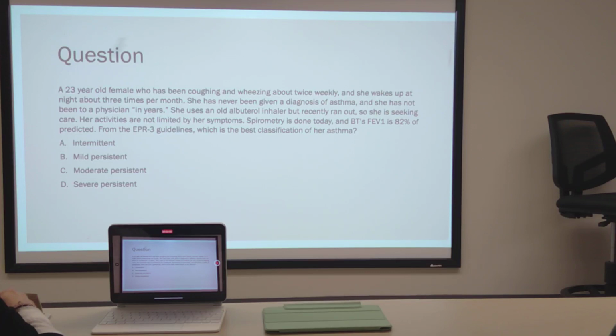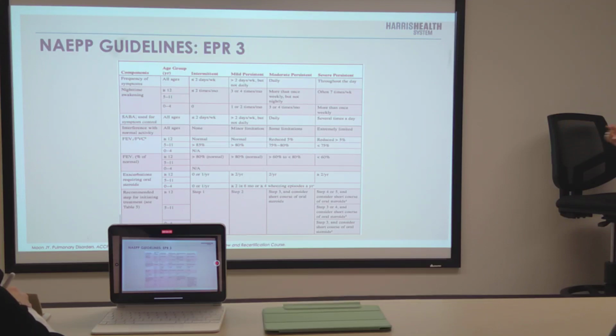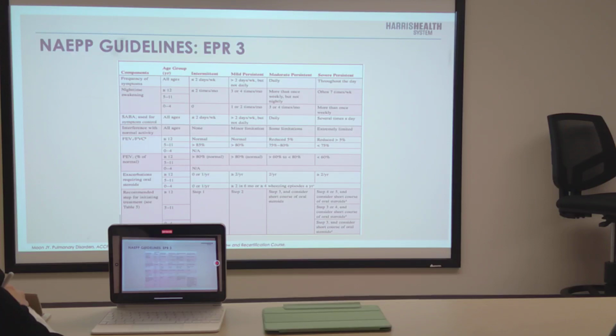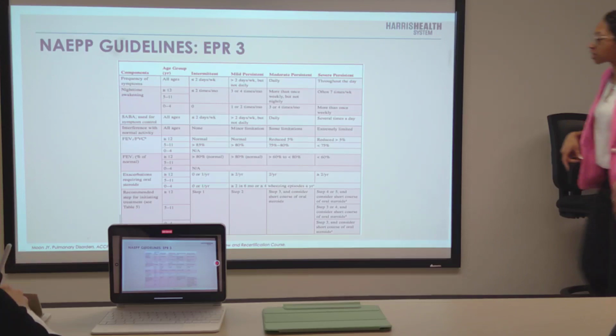So here's the thing. We're going to go back and look at this patient. We said that the patient is having coughing and wheezing about twice weekly, right? So this happens twice weekly. That puts her at intermittent, right? And then we also said that she has never been given a diagnosis, and she has not been to a physician. Then she wakes up 3 times per month. So she's waking up 3 times per month.